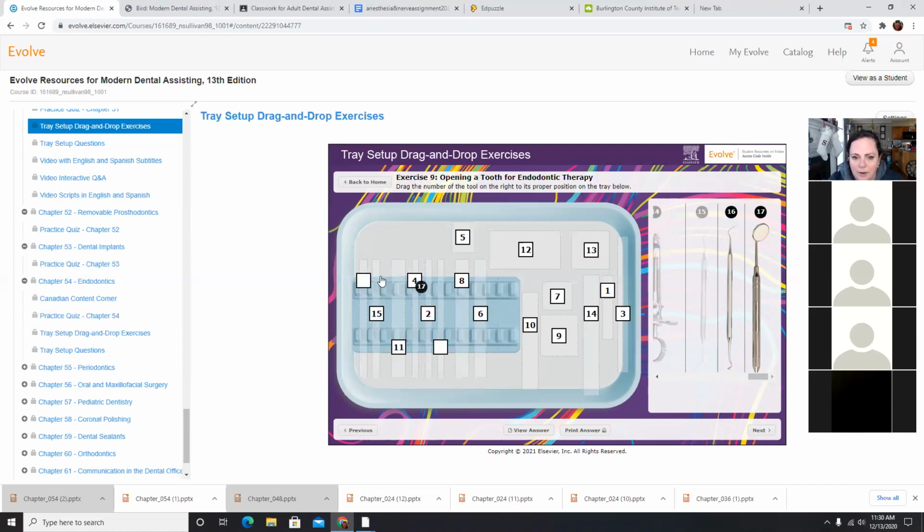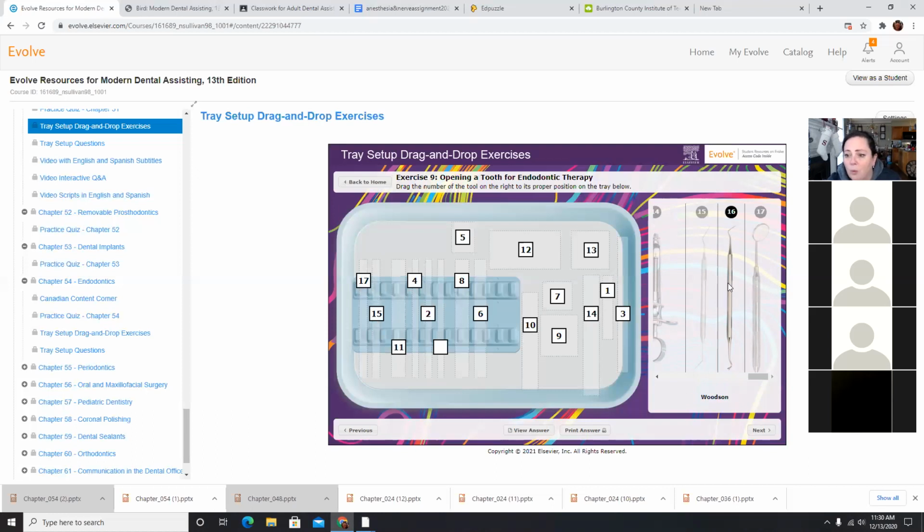And again, your basic kit is always going to go at the beginning of the tray. It's going to be mirror, explorer, and cotton pliers. Okay, so in this aspect, it's mirror, endo explorer, and locking cotton pliers.